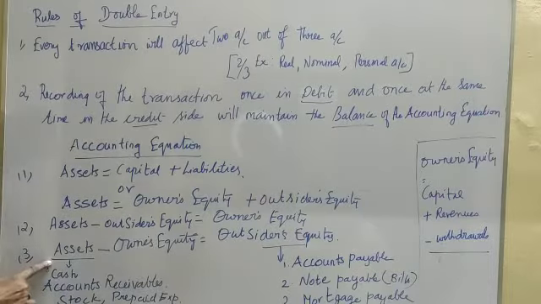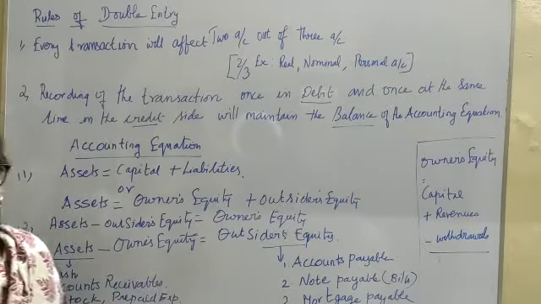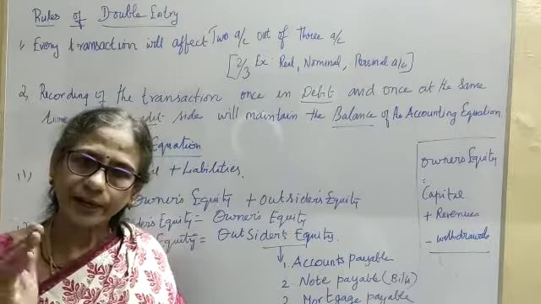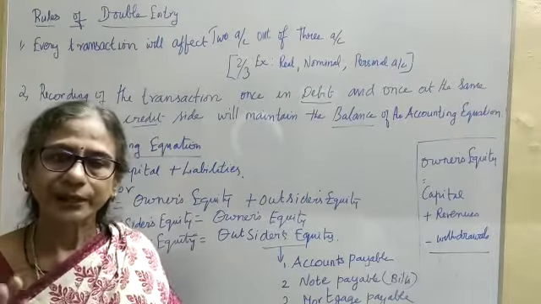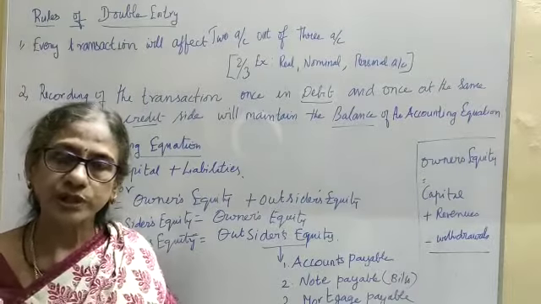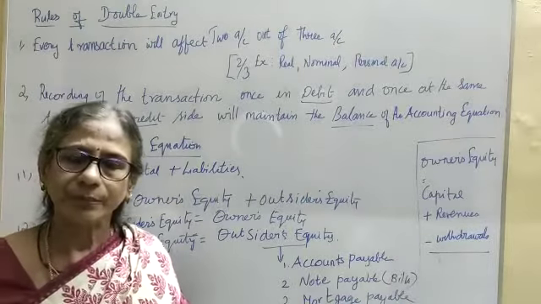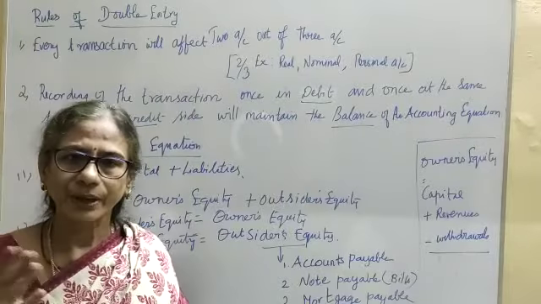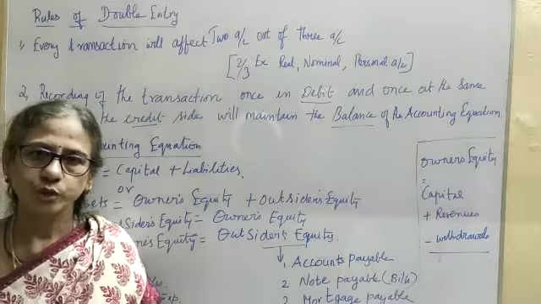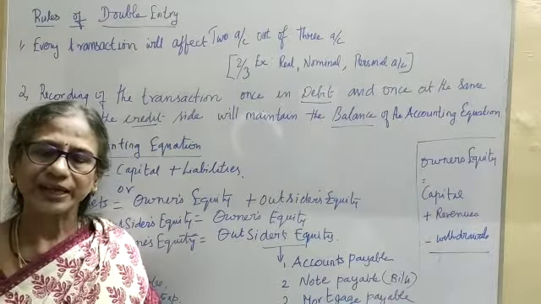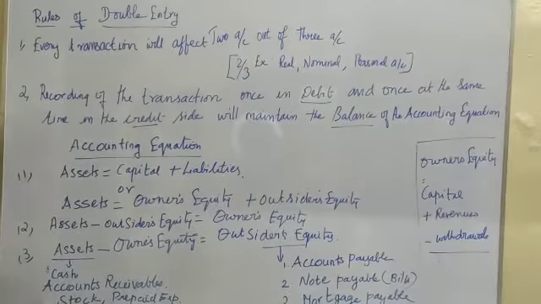Then assets. What are the assets? Cash, accounts receivable. Accounts receivable is bills receivable. That means customers who purchase goods on credit basis will give some bills. Those bills will be collected, and on the due date, when the bill matures, the money will be received by the business. Then stock: the remaining stock, which is not sold at the end of the year, will be taken as an asset of the company and it will be called stock.